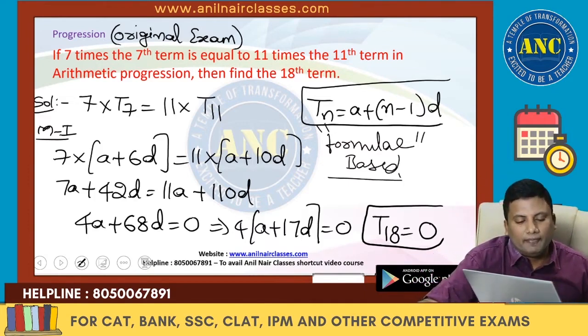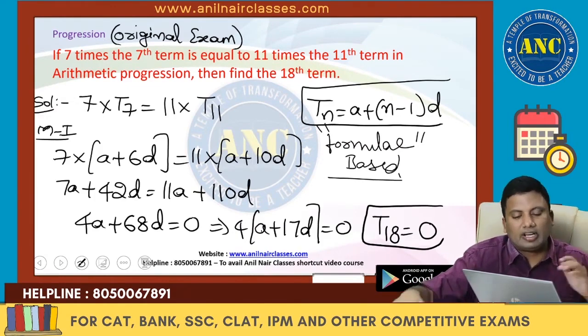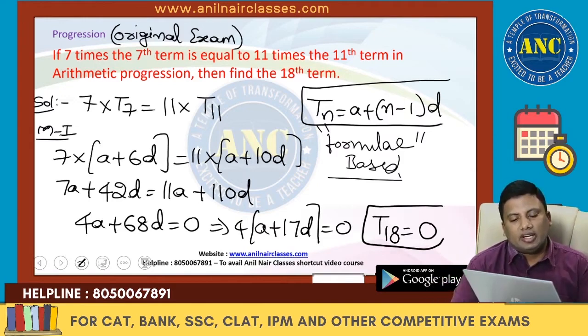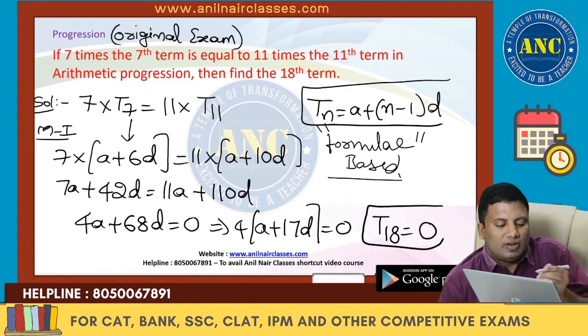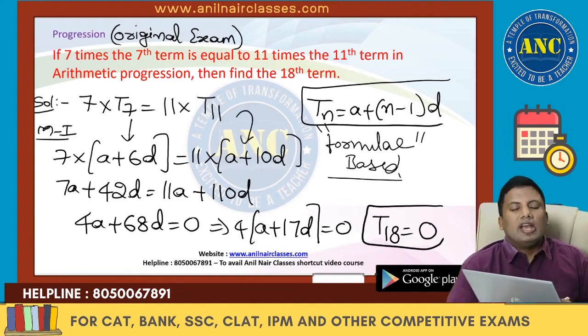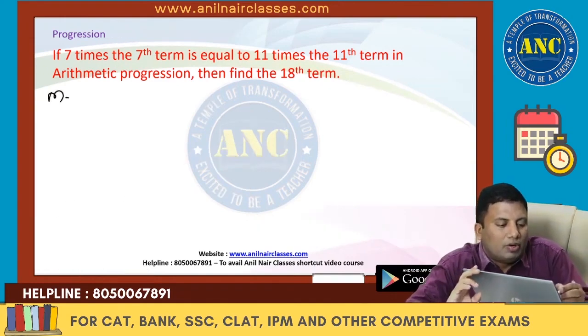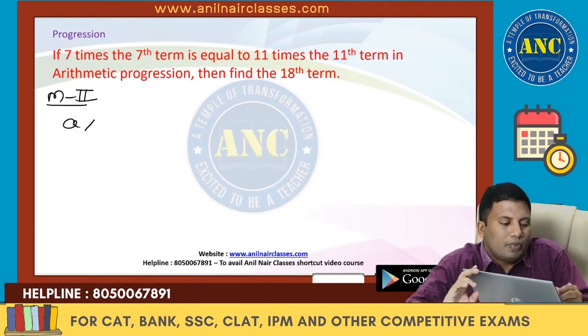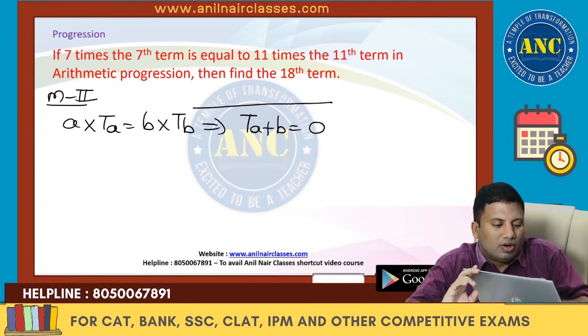But there is a beautiful conclusion that can be drawn. Let us see that conclusion. 7 times the 7th term is equivalent to 11 times the 11th term. I just used Tn as a plus n minus 1 into d. Please make a note of method number 2. A into Ta is equal to B into Tb, then it is always T(a plus b) is 0. Please make a note.